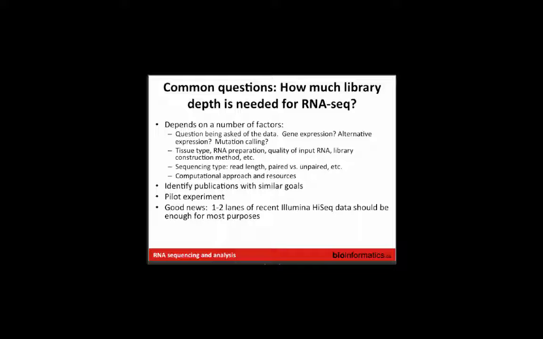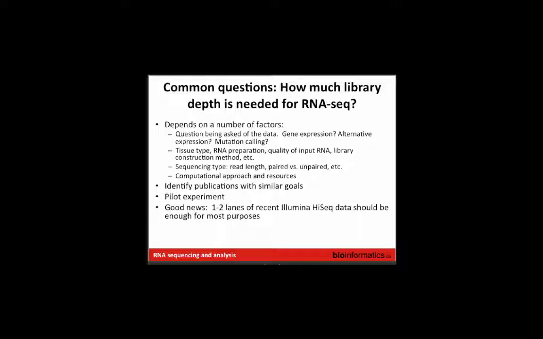So I can tell you what we do, which is basically one lane. All of our RNA-seq libraries are one lane, and we find that that is pretty much suitable for most analysis applications. One sample per lane. One sample per lane, yeah. On a HiSeq 2000 or 2500. So it's like 250, 300, 350 million. That kind of range. That's for humans.